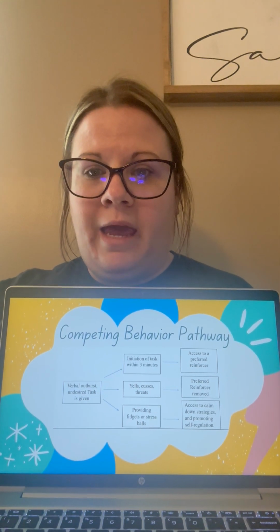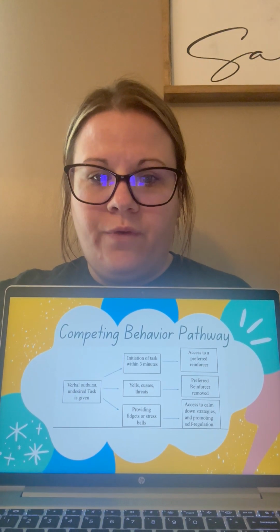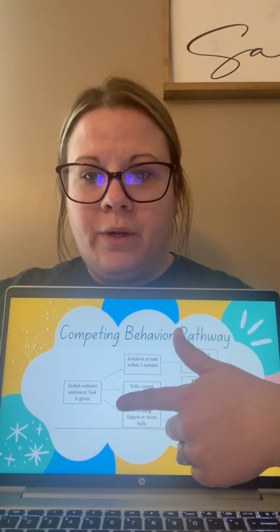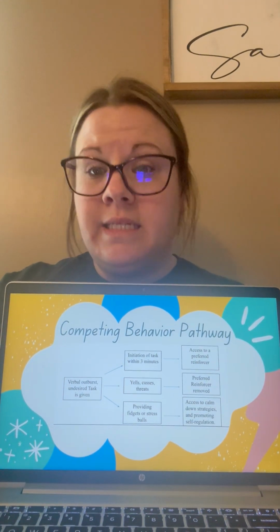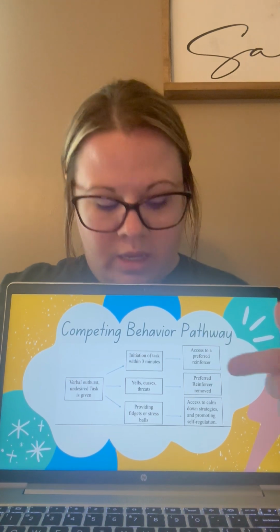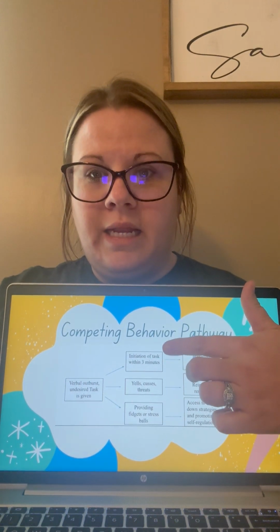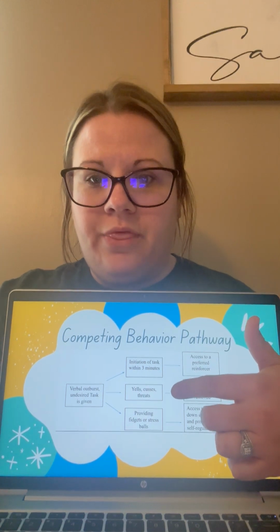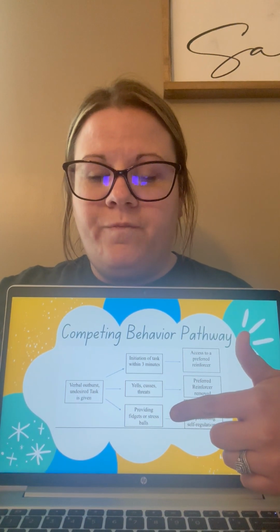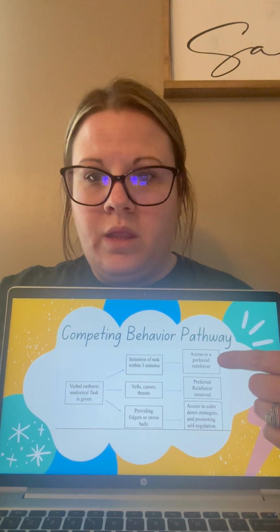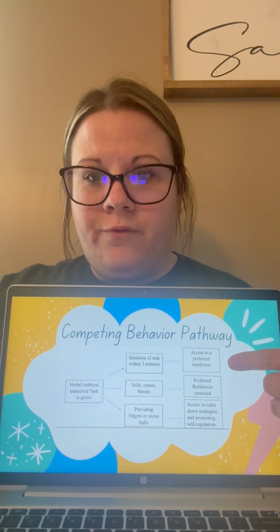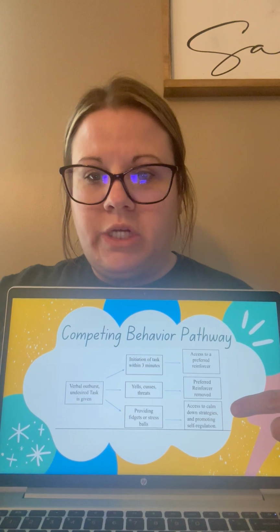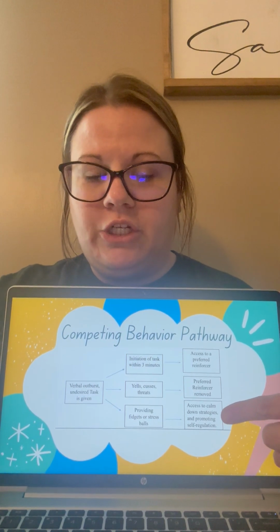The competing behavior pathway starts with the verbal outbursts. An undesired task is given. Initiation of task within 3 minutes. Yells, cusses, and threats. Providing fidgets or stress balls. Access to preferred reinforcer removed. Access to calm down strategies and promoting self-regulation.